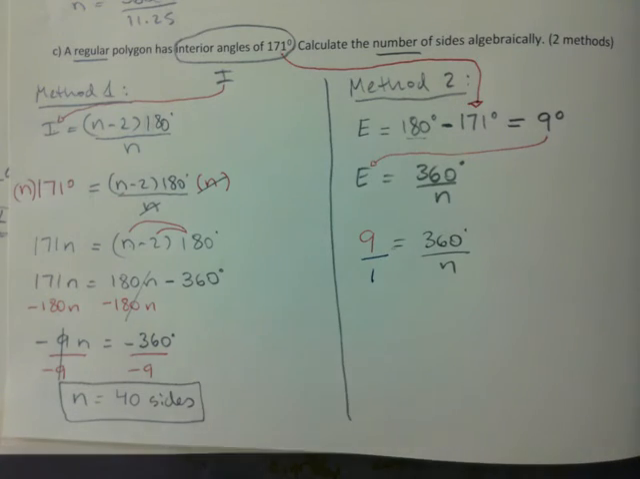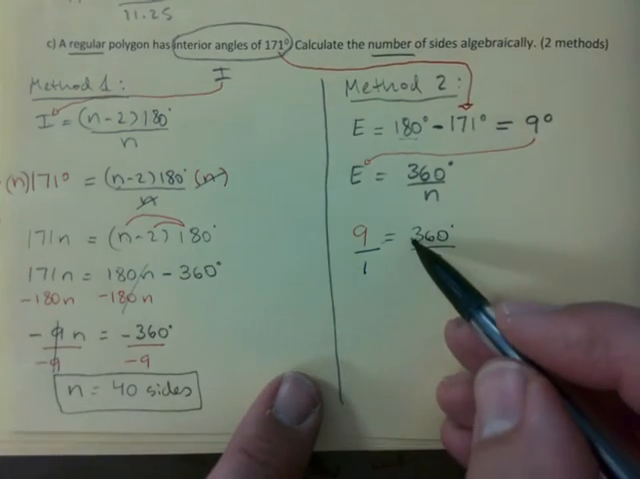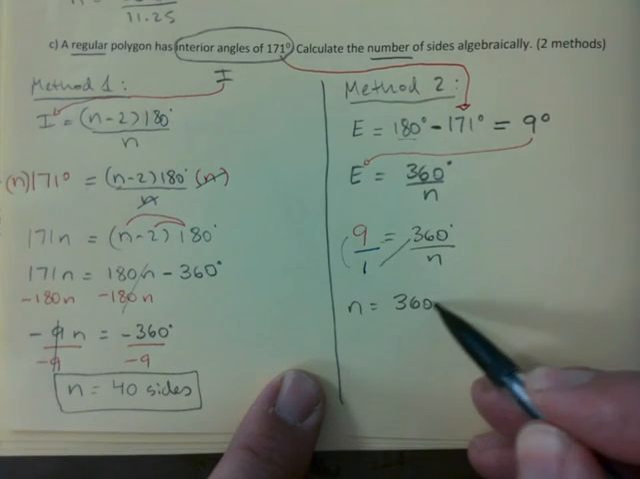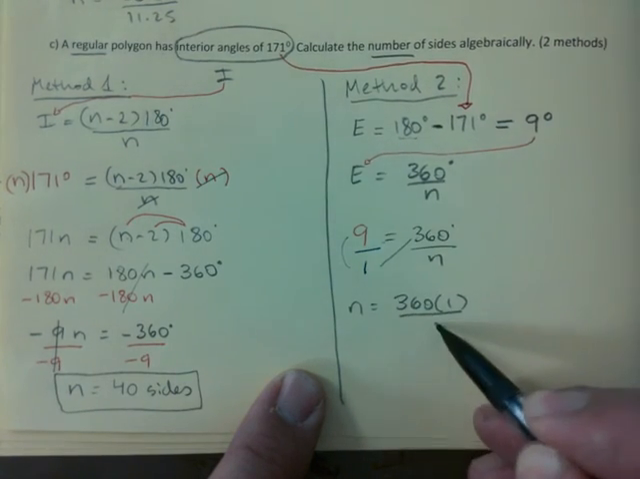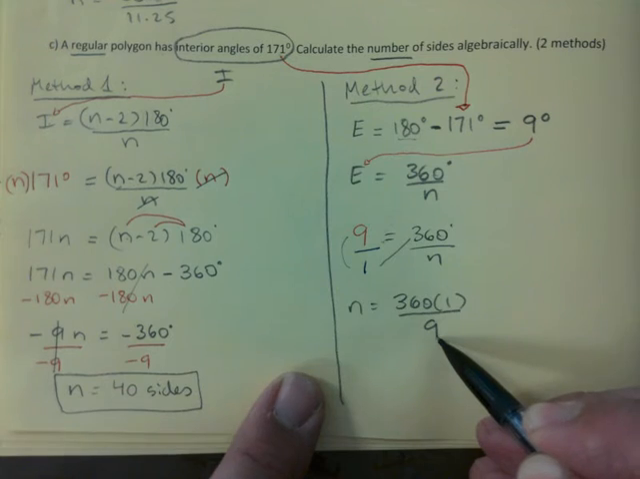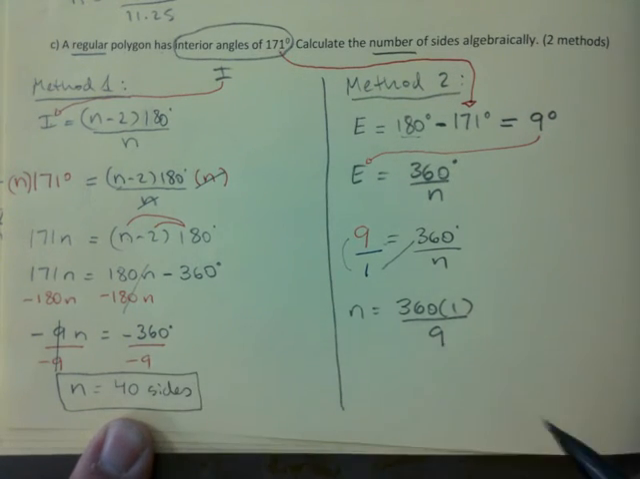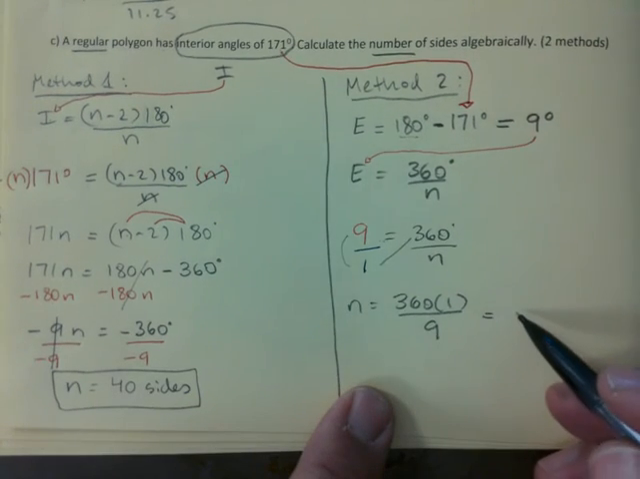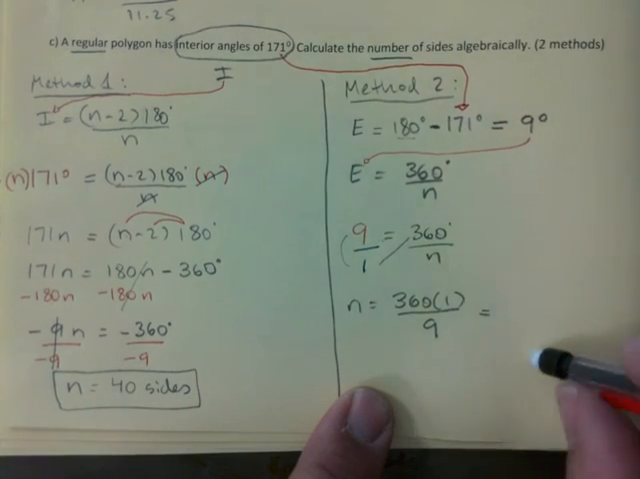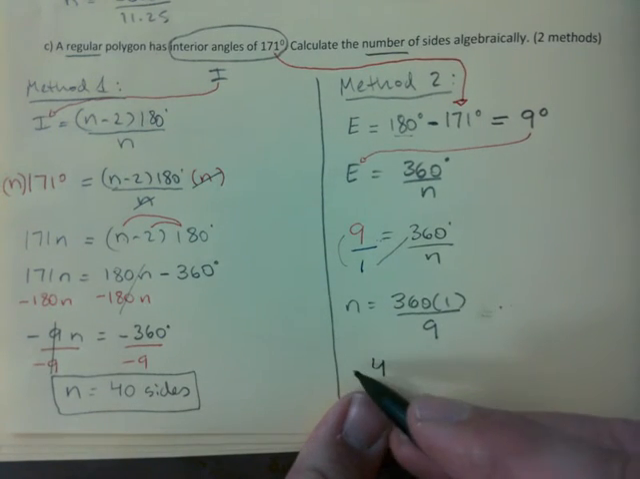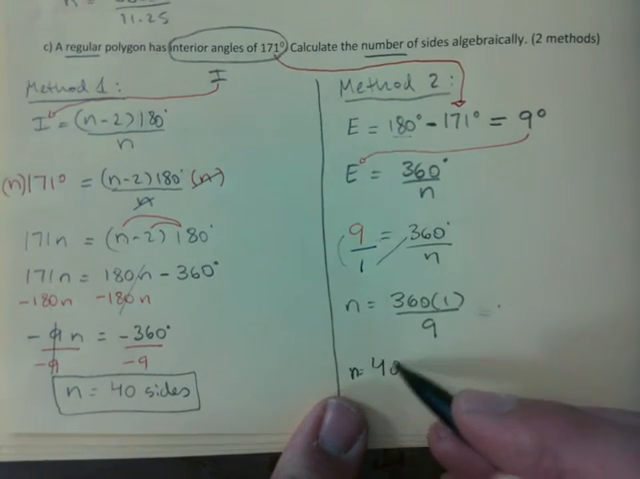So I put the 1 there just to help me determine that I have to multiply and then divide. So that's 360 times 1 divided by 9. Isn't that exactly the same as what's happening here in a sense, right? Yeah. So that is 40. I'm just going to do another line because I have room. N is equal to 40 sides.